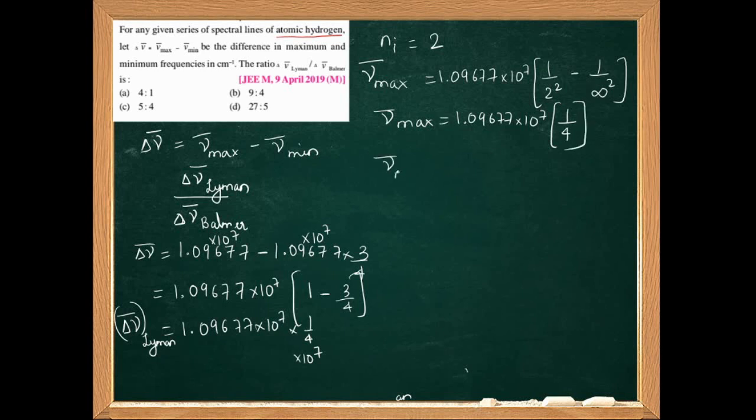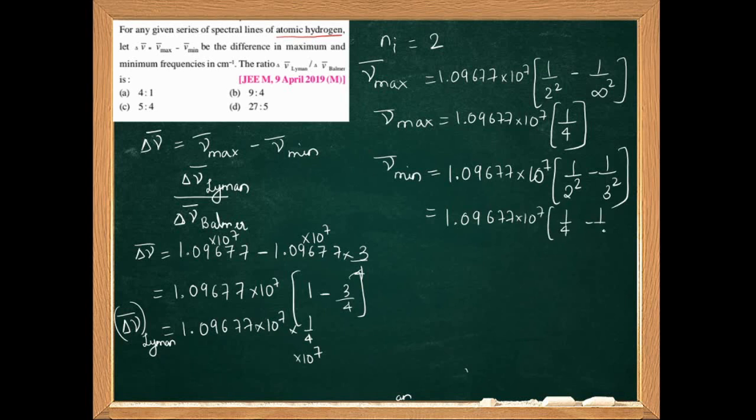Then if I have to find the minimum, which is from 2 to the adjacent one, so from 2 to 3, this will be 1.09677 into 10 to the power 7, into 1 upon 2 square minus 1 upon 3 square. So this will give us what? 1.09677 into 10 to the power 7, 1 upon 4 minus 1 upon 9.